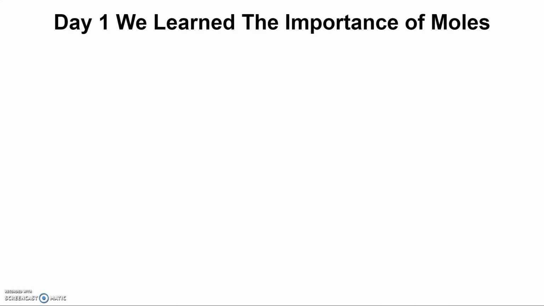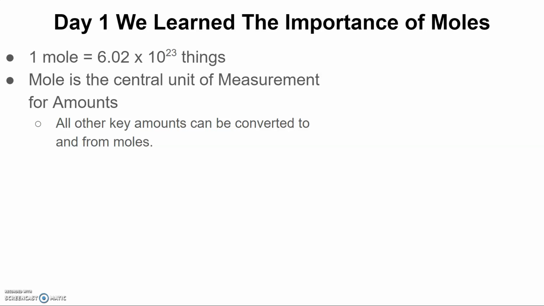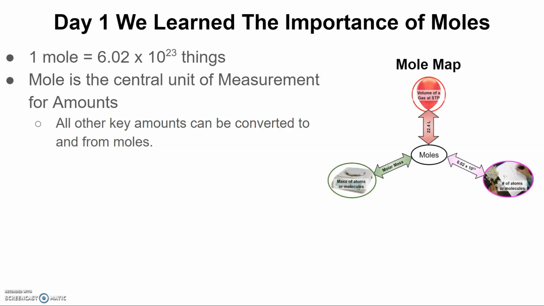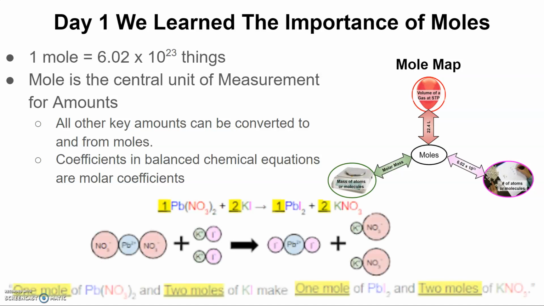On the first day, we learned the importance of moles and what they are. So we learned that one mole is sort of like a dozen, and one mole is equal to 602 hexillion, or 6.02 times 10 to the 23 things. We also learned that mole is a central unit of measurements for amounts, and that's because all other amounts can be converted to and from moles. And moles are also used to describe a balanced chemical equation, and in fact the coefficients in the balanced chemical equation are molar coefficients.